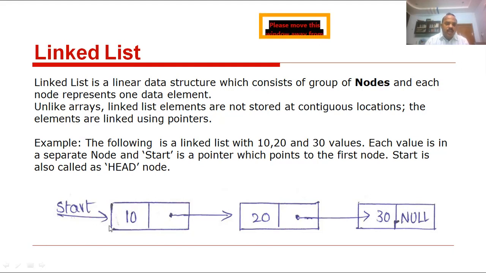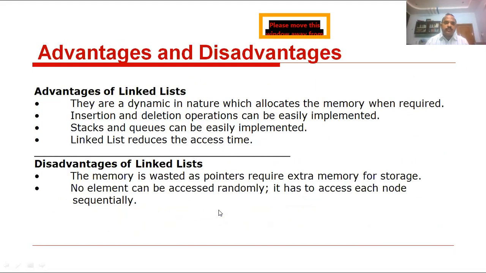Here, start is called the header node. This is the value. The next part is the link, which means the address is assigned into this memory location. That is called the link. Then the second node has the value and the address of the next link. Then, since there is no further link, I assigned null. Clear? These three nodes are connected to each other. This is called a linked list.